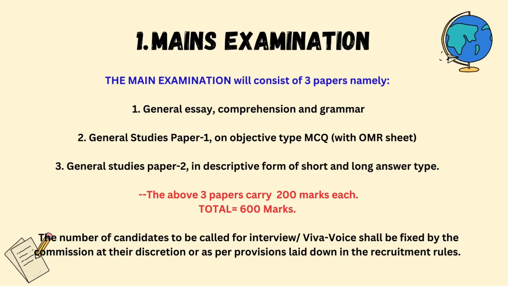Now for the mains examination. The mains examination will consist of three papers, namely number 1, general essay, comprehension and grammar. 2. General studies paper 1, objective type MCQ with OMR sheet. 3. General studies paper 2 in descriptive form of short and long answer type. The above three papers carry 200 marks each. Total will be 600 marks. The number of candidates to be called for interview or viva voce shall be fixed by the commission at their discretion or as per provisions laid down in the recruitment rules.